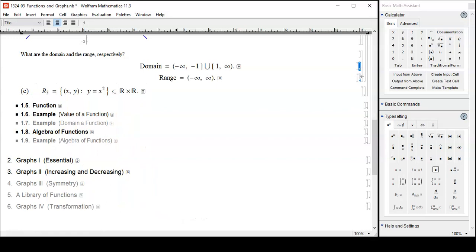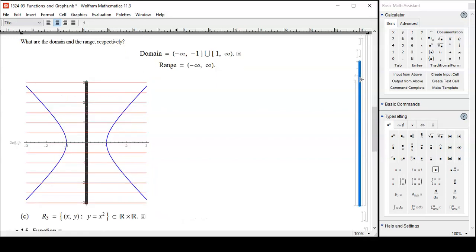How about the range? We can do the same thing with horizontal lines. Horizontal lines share the same y-coordinate, and this x-coordinate and that x-coordinate, these two x-coordinates, are related to the same y-coordinate. In any case, each of these y-coordinates is related to some x, either right or left. So everything is in the range.